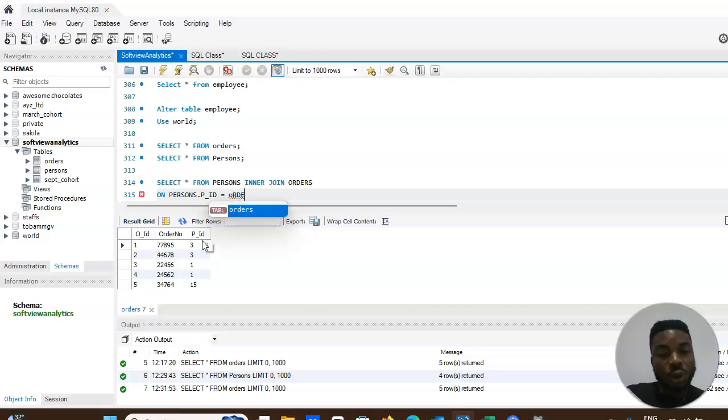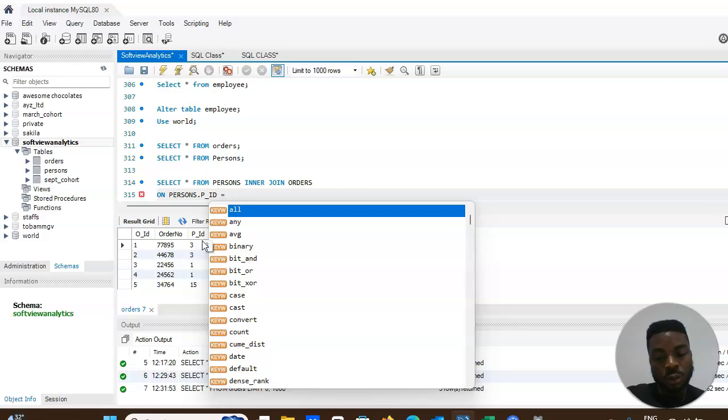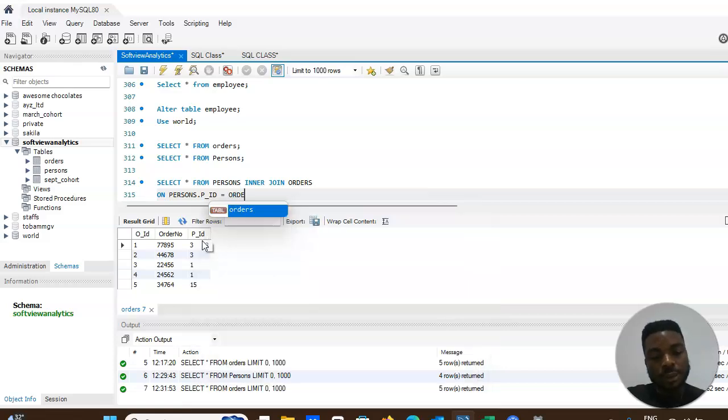orders, we want to pick the PID of the orders table. So we're going to say orders dot PID, right? And then of course I have just formed the relationship. This is the actual relationship between them, right? But because the PID is in both of them, I'm going to acknowledge the first one together with the table, and the second one together with the table. So that's why I say PID of the person's table equals to PID of the orders table, right?